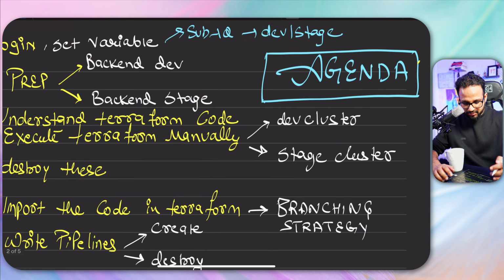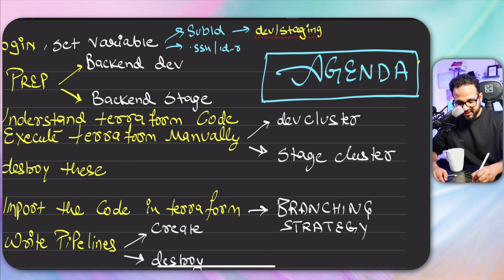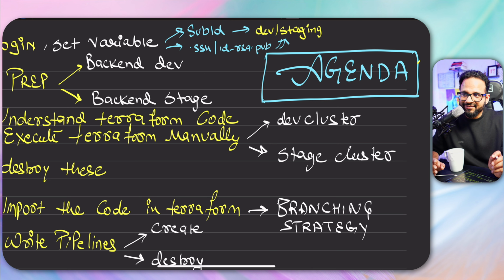I hope my handwriting is clear. If not, let me write it again. Sorry about that. Okay, so the subscription ID for both the dev and staging folders. Then we set the .ssh folder, .ssh, and id_rsa.pub, and this was also done for both the folders, dev and staging.